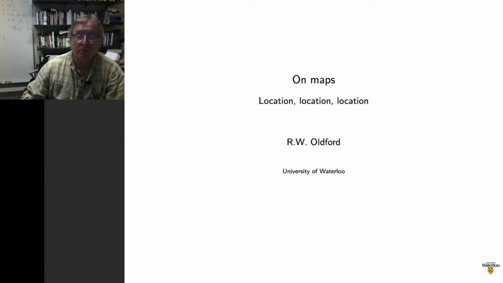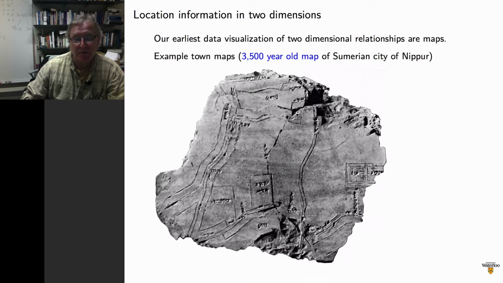Okay, we're going to move from two-dimensional data up to a little higher dimension. And one of the first visualizations to try to affect that change in dimension were maps. So we're going to be looking at maps. Maps are actually our oldest data visualization that showed two-dimensional relationships.